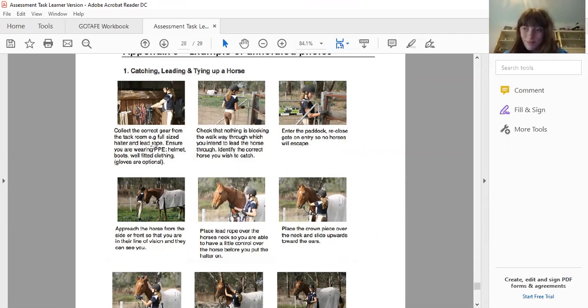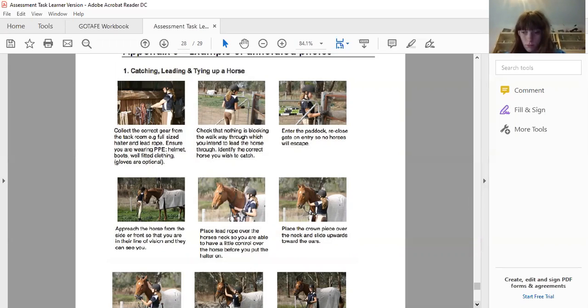You know, what size head collar and lead rope do you need for him? Ensure you're wearing PPE, so helmet, boots, well-fitting clothing. Gloves are optional. So just a couple of sentences underneath the photo to explain exactly what you're doing or the importance of what you're doing. And it tells you within that information above how many photos to provide for each part that you're covering.